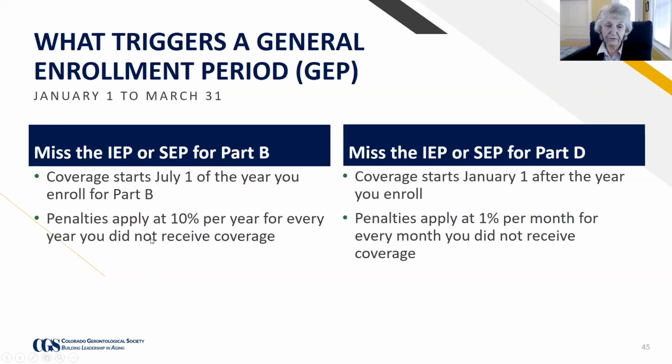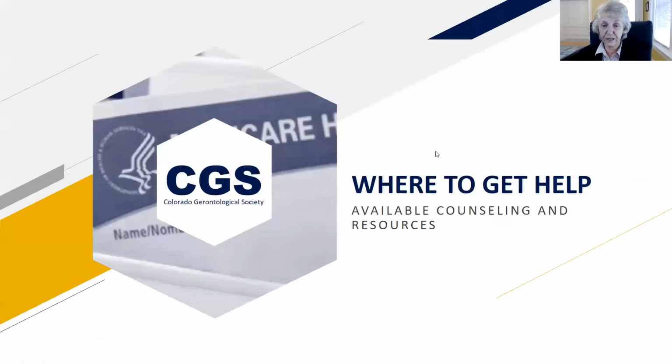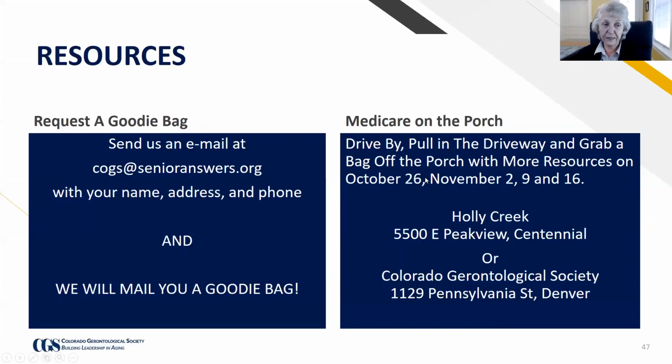The penalty if you have to exercise a GEP is the same as we said before, 10% per year for every year you did not receive coverage under B, and 1% per month for every month that you did not receive coverage under D. So where can you go to get help?